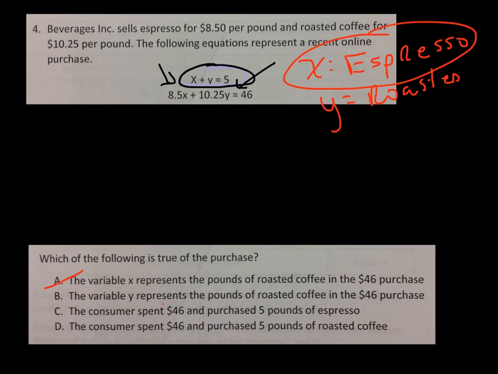We know that the Y represents the roasted coffee. So you know what? That is true. So B so far is our correct answer. But let's go ahead and go further. I want to make sure that the other two are not possible.